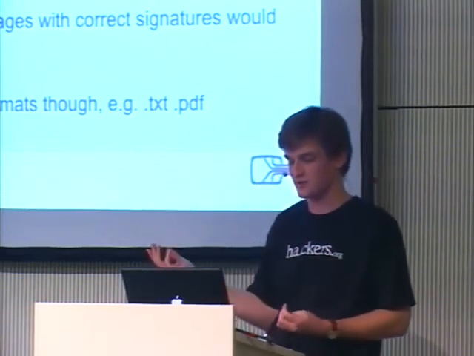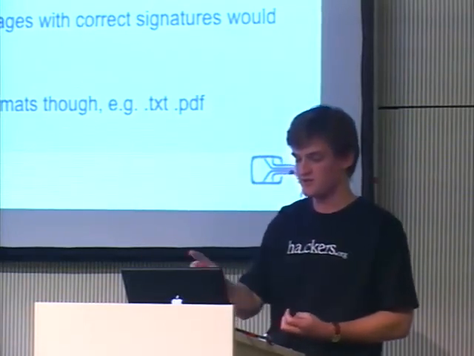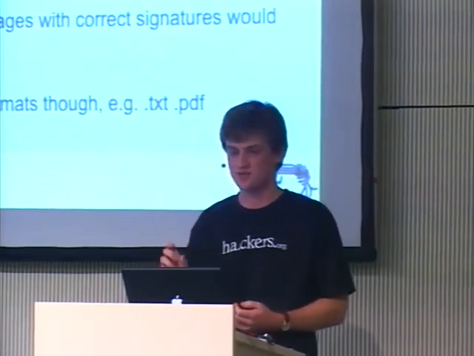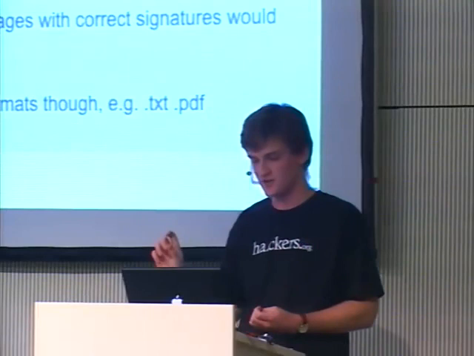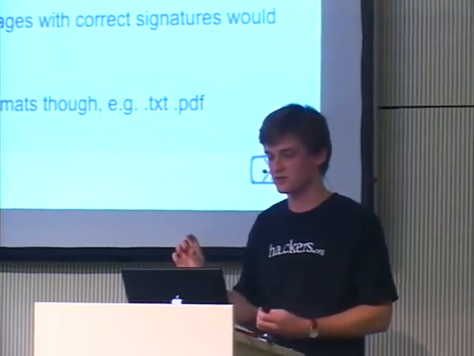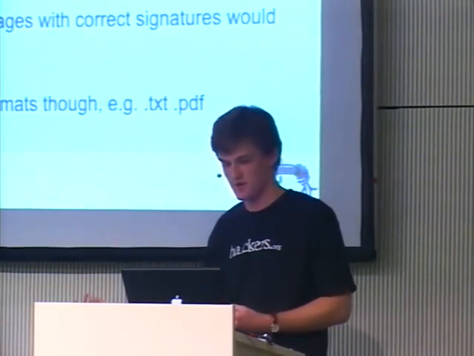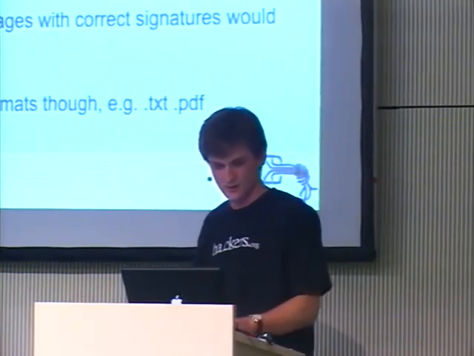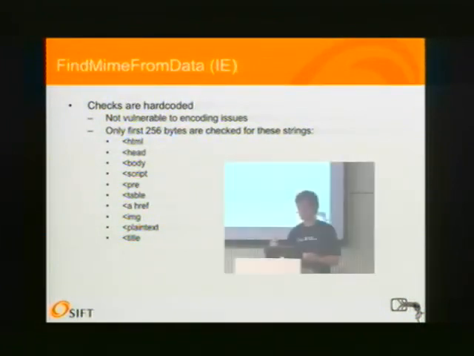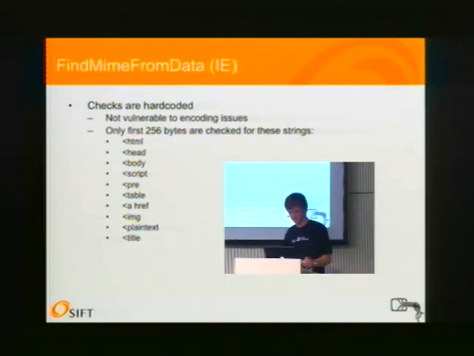Now, these days, for GIF, JPEG, and PNG images, the first few bytes are checked against a bunch of signatures, so you can't actually do it for image files. Well, not this way anyway, but we can still do it against .txt, .pdf, those types of files. So how does it actually work? It has a bunch of hard-coded checks, which check the first 256 bytes for these tags. If it finds them, it says, look, HTML, I'm going to render this page.